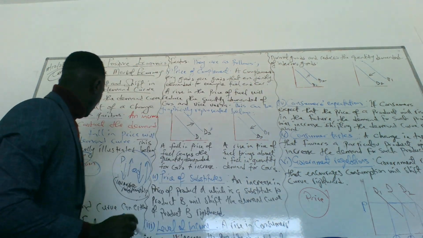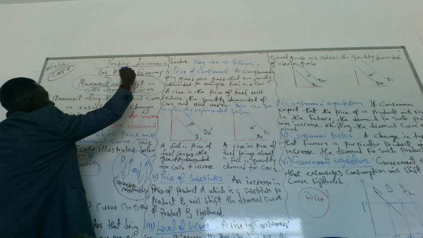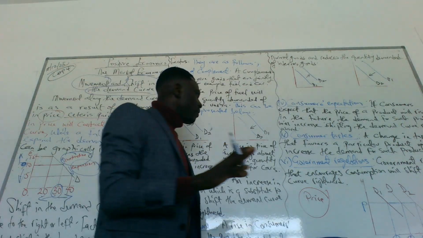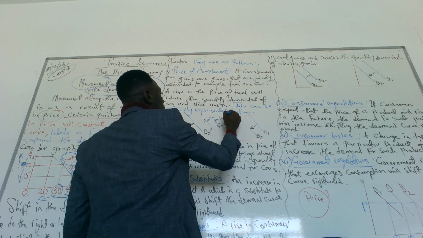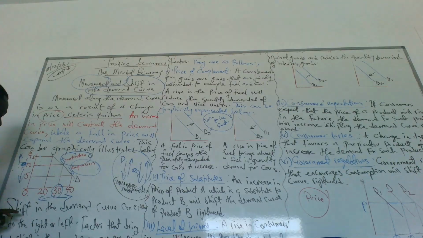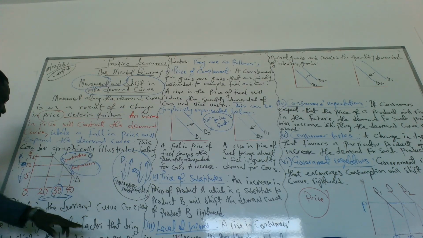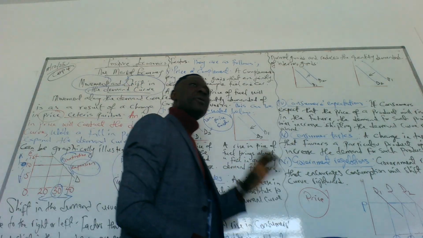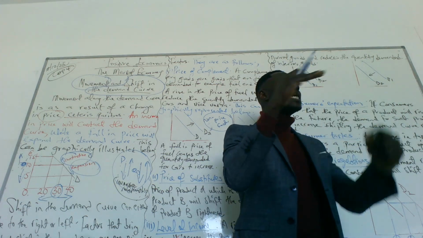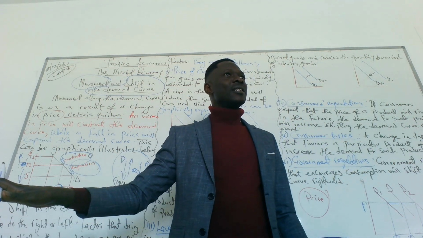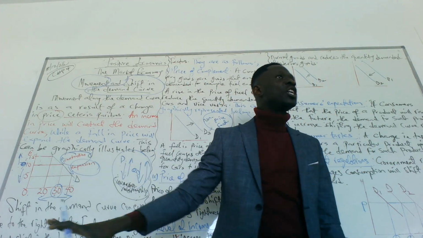Now we go to shift. That is the first change. Movement is done. Then we have shifts. A shift in the demand curve is as a result of a non-price factor. So look at what I wrote here. A shift in the demand curve can be either to the right or to the left. Factors that bring about a shift in the demand curve are what? Non-price factors. Now that we're talking about a non-price factor, it implies that price remains constant. So the variables we have now are the non-price factors. Price is what? Fixed. It's not changing.